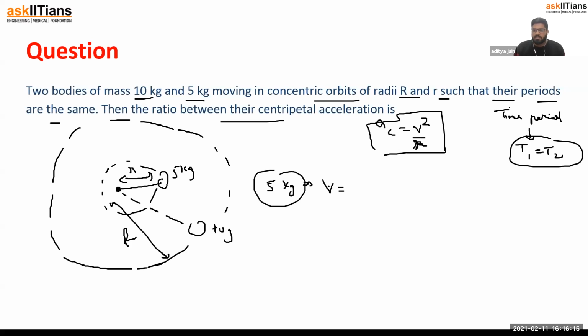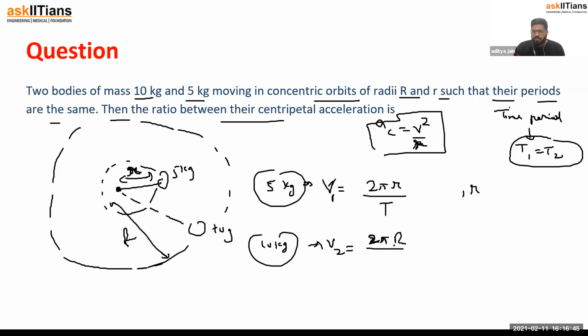So what is the speed of the 5 kg? Suppose the time period is T. Can I say the distance covered in one revolution is 2 pi r, the circumference? Yes, because the radius is r for 5 kg. So the circumference 2 pi r divided by time, which is the time period, is the velocity of the 5 kg mass, let's say v1. Radius is r only. Now talking about the 10 kg mass. It has a velocity v2, given by circumference 2 pi R, because the radius is capital R for the 10 kg mass. What is the time period? T. It is given in the question that their time periods are the same.